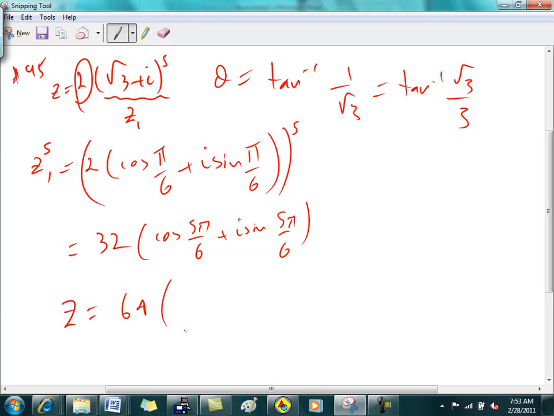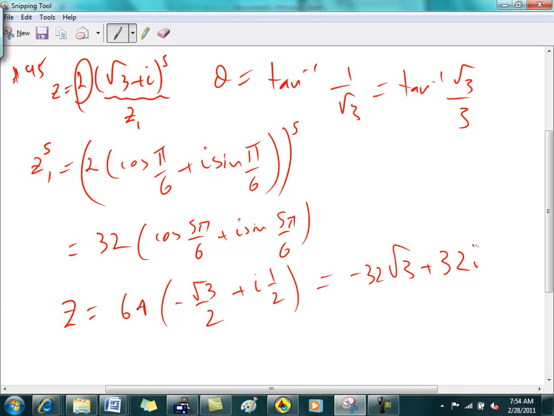What's cosine 5 pi over 6? Negative root 3 over 2. 5 pi over 6, isn't that 150 degrees? Second quadrant, cosine's negative. Reference angle is 30, so it'll be negative root 3 over 2. Sine is positive or negative there? Positive, and that becomes, if you distribute this through, you get minus 32 root 3 plus 32i.